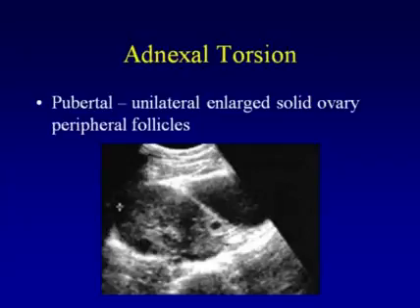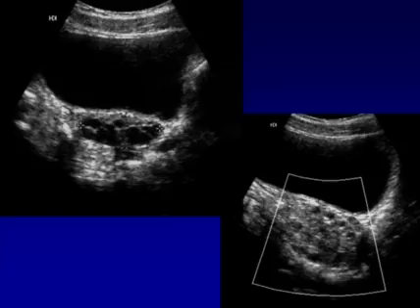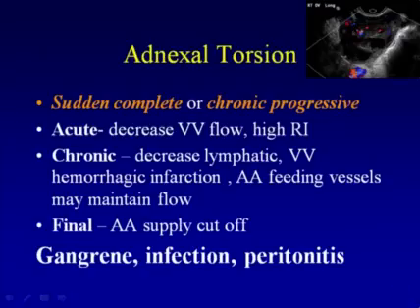So here at puberty, you may have simply a unilaterally enlarged solid ovary with peripheral follicles. And here we have a normal ovary on one side and a large, swollen, edematous ovary with multiple small follicles. Symptoms can be sudden or chronic. With acute symptoms, you may have a decrease in venous flow with an elevated resistive index. Chronically, you may have eventual decreased flow in the arteries. Finally, with arterial supply completely cut off, you may have gangrene, infection, and peritonitis.